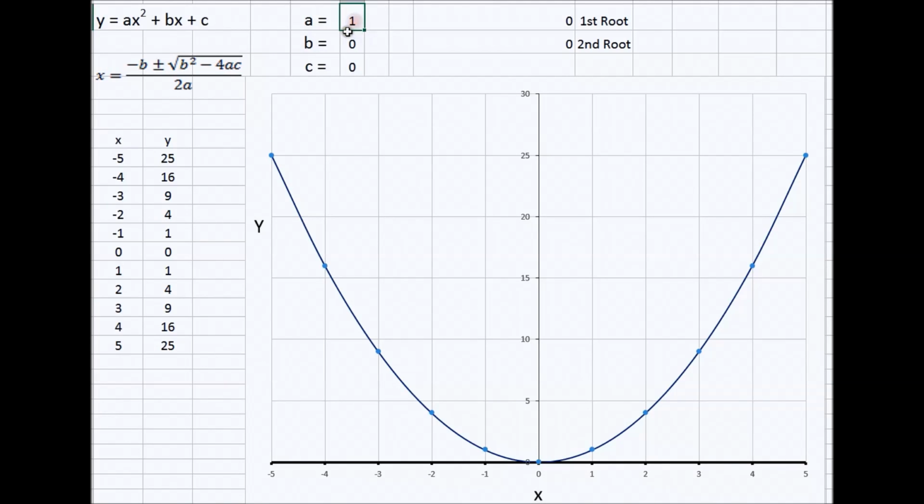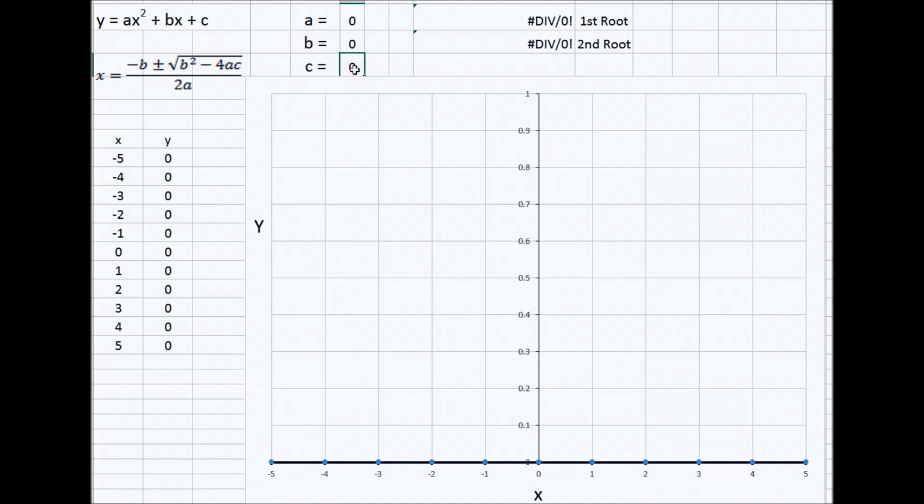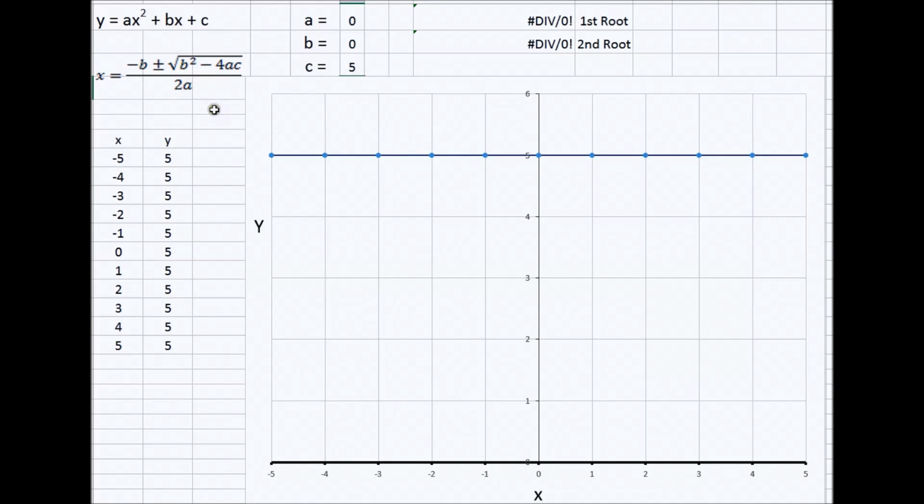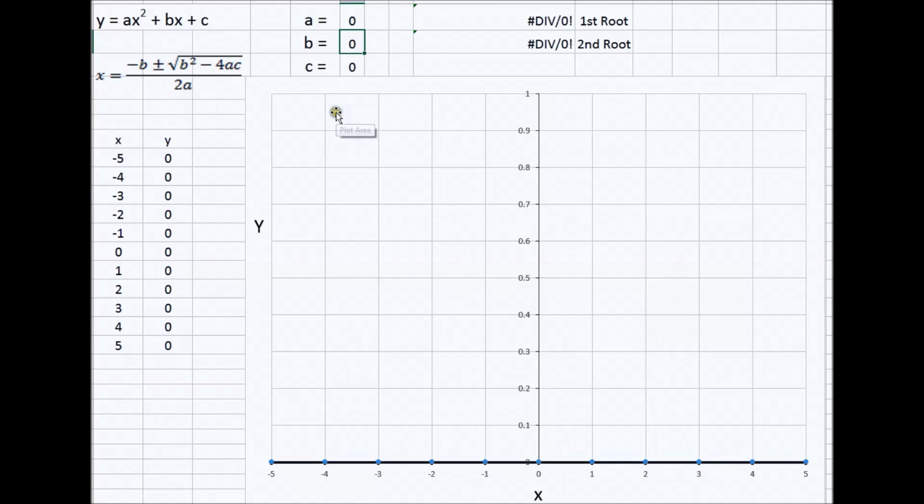And let's just see what it would look like. Let's let just c have a value of 5. And you can see that y is constantly 5. Let's put c back to 0. And now let's let b have a value.